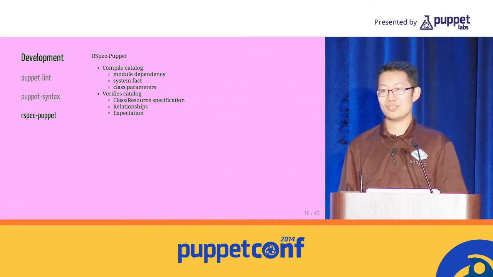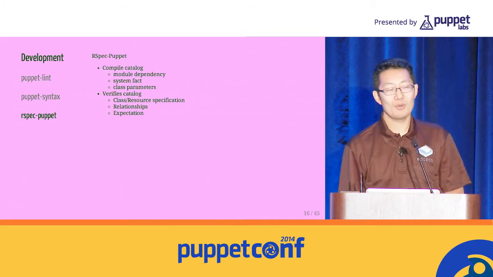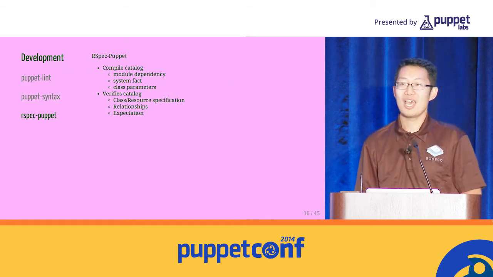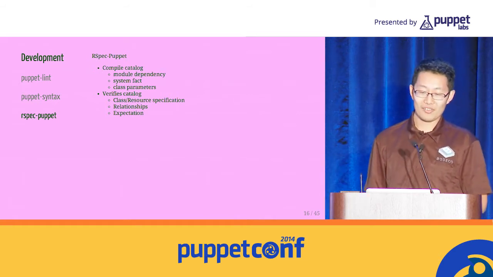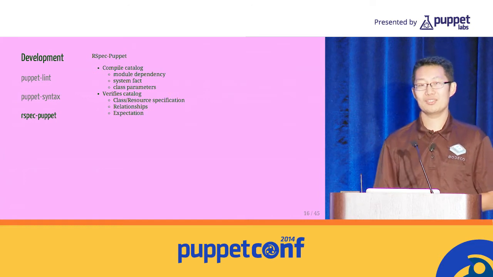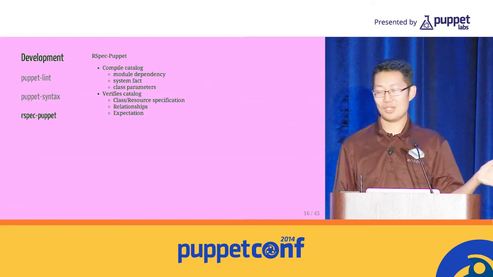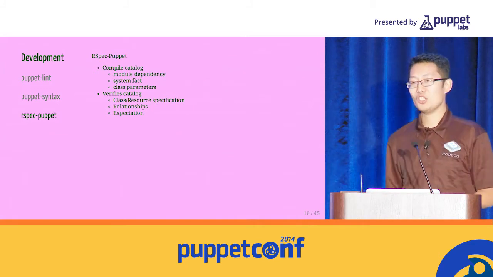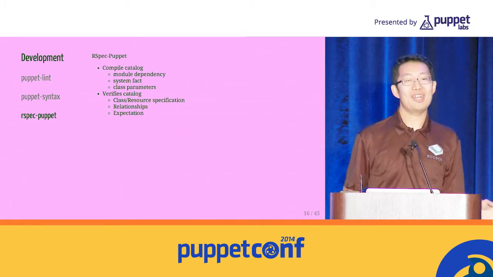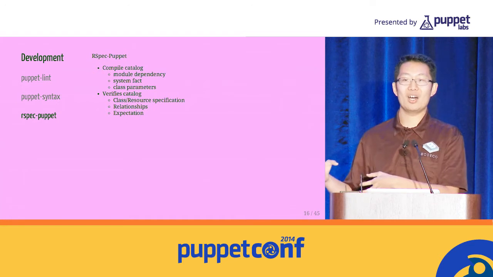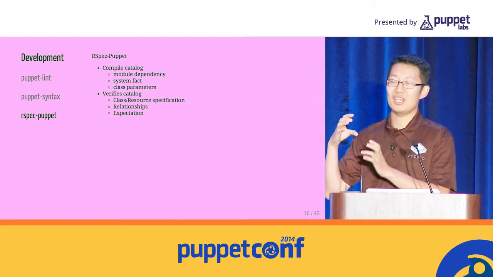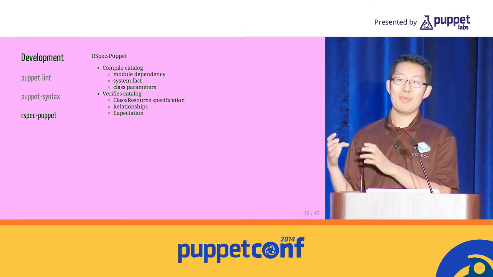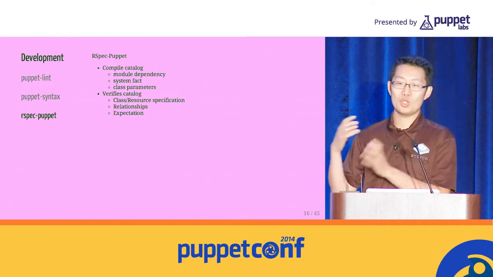So there's a project out there called Rspec Puppet. And what Rspec Puppet provides is actual testing of the manifest via a compilation. So right now, the first two things that we talked about are just static code verification. And Rspec will take the Puppet manifest and try to generate a catalog. And a catalog is this intermediate format which the Puppet master compiles to say what should go on the system.